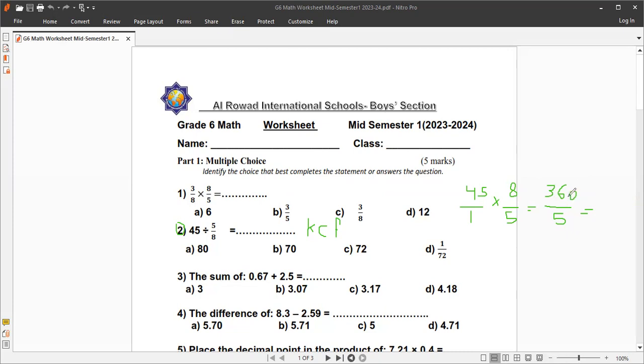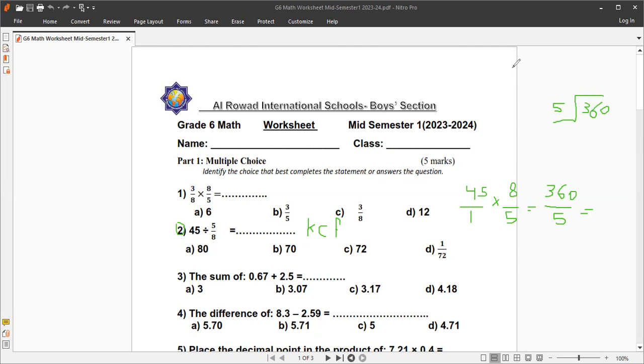After you do long division, guys, here we practice long division. It's a good chance to practice long division. 360 divide 5. How do we do long division? 3 divide 5, we cannot. 36 divide 5. What number do I multiply by 5 to get 36 or less than 36, but very close to 36?